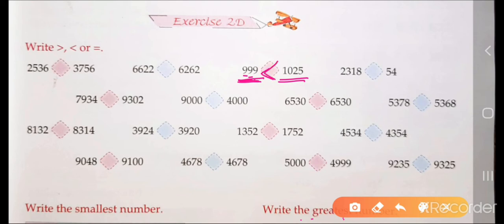Again, this one is a 2 digit number and this one is a 4 digit number. Then this is very easy to find. Which one is greater? Okay. Next one.